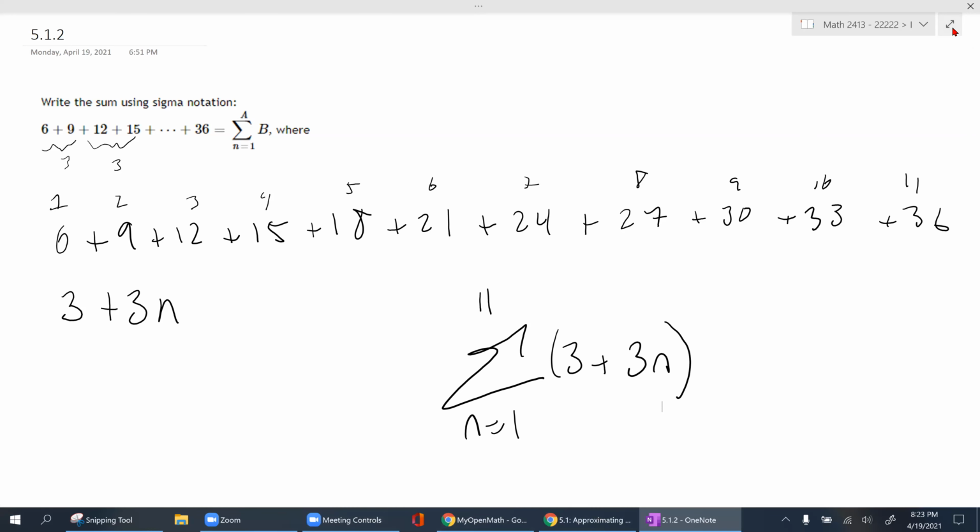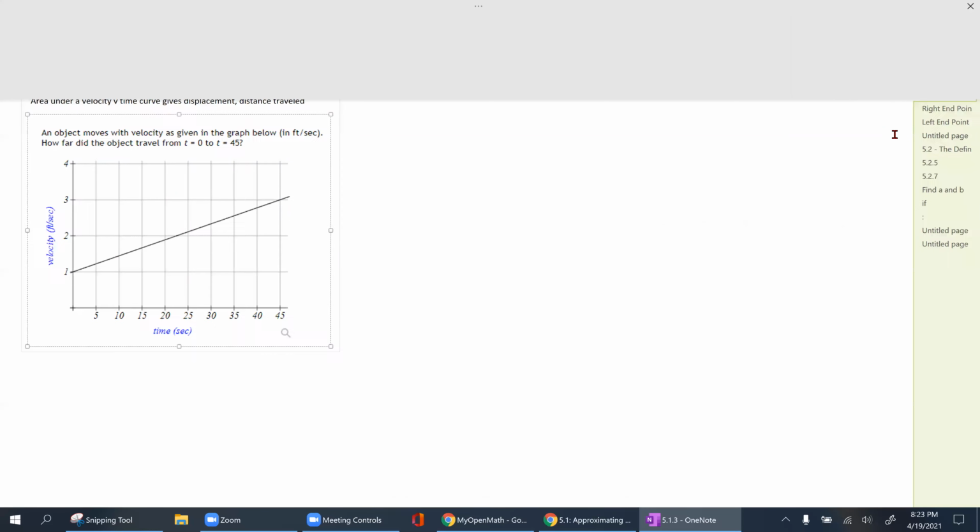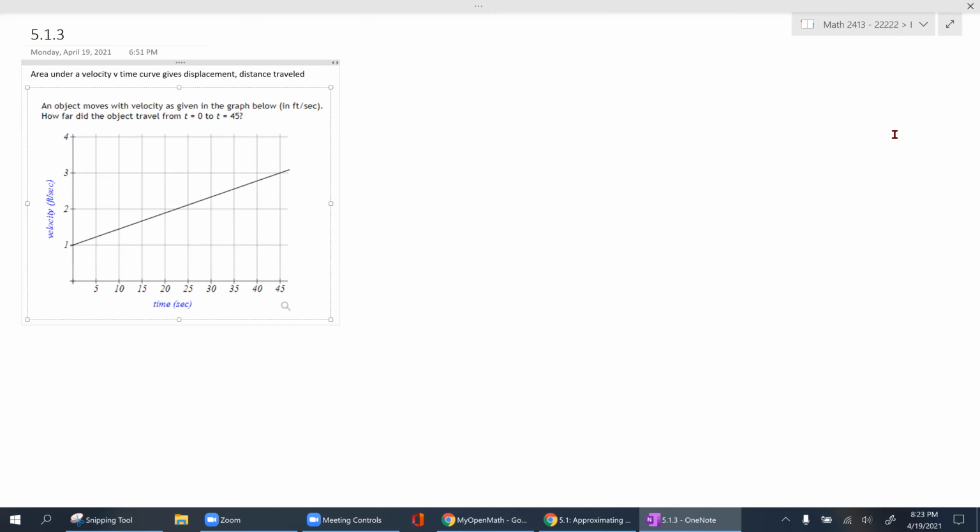An important part of this section. Whenever you're dealing with velocity, let me start off with this. To take the integral is to find the area under a curve. That is all we're doing. Let me say that again. To take the integral of a function between a certain point and another point is to find the area under that curve.